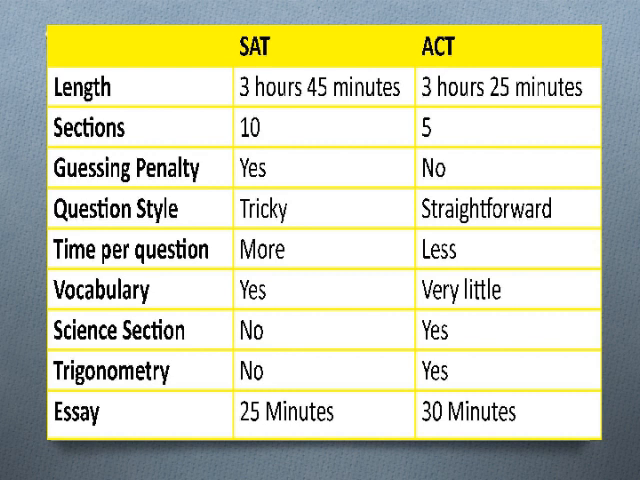Vocabulary is tested a lot on the SAT, where there is very little vocabulary needed for the ACT. There is no science or trigonometry on the SAT, where there is trigonometry and science on the ACT, and you have 5 minutes longer for the essay on the ACT.